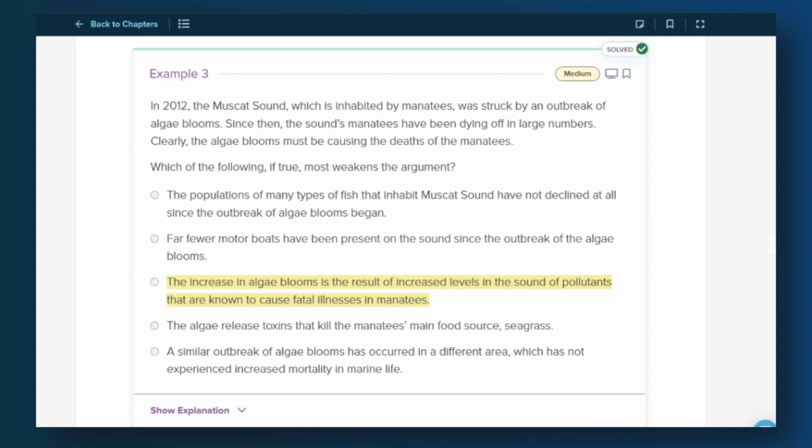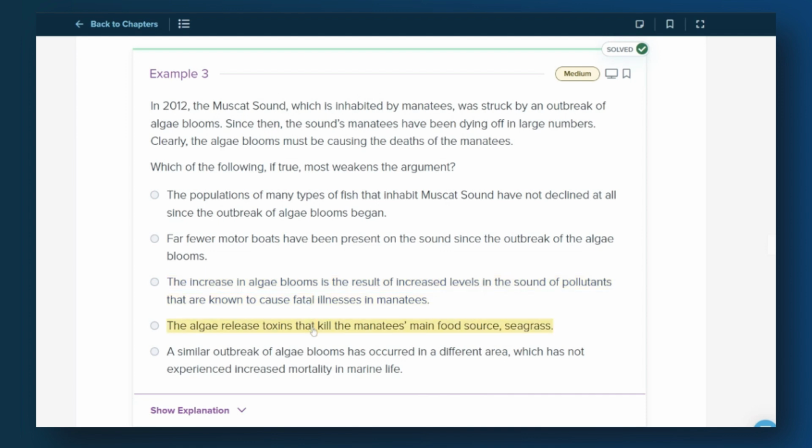C. The increase in algae blooms is the result of increased levels in the Sound of pollutants that are known to cause fatal illnesses in manatees. This choice implies that an increase in pollutants causes both the algae bloom breakout and the increased manatee deaths. By offering a third occurrence up for both the cause and effect, the argument is weakened.